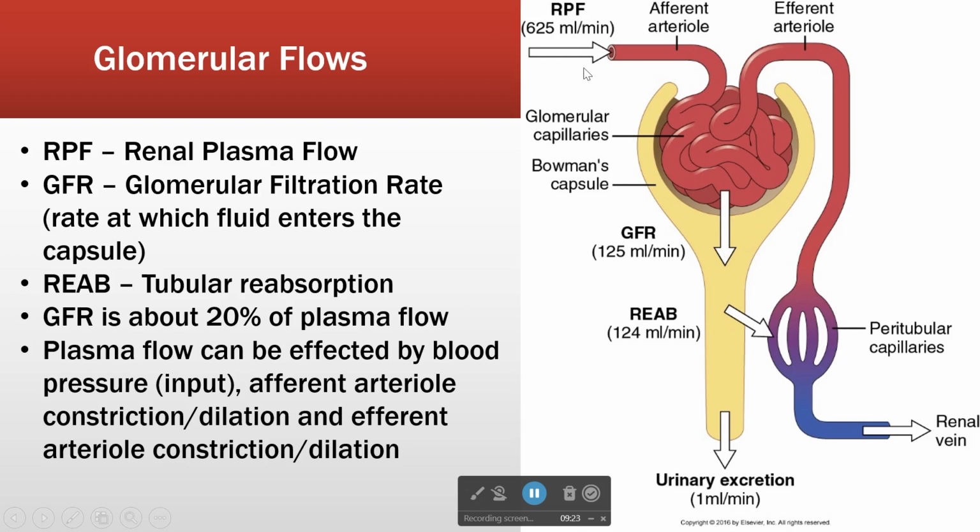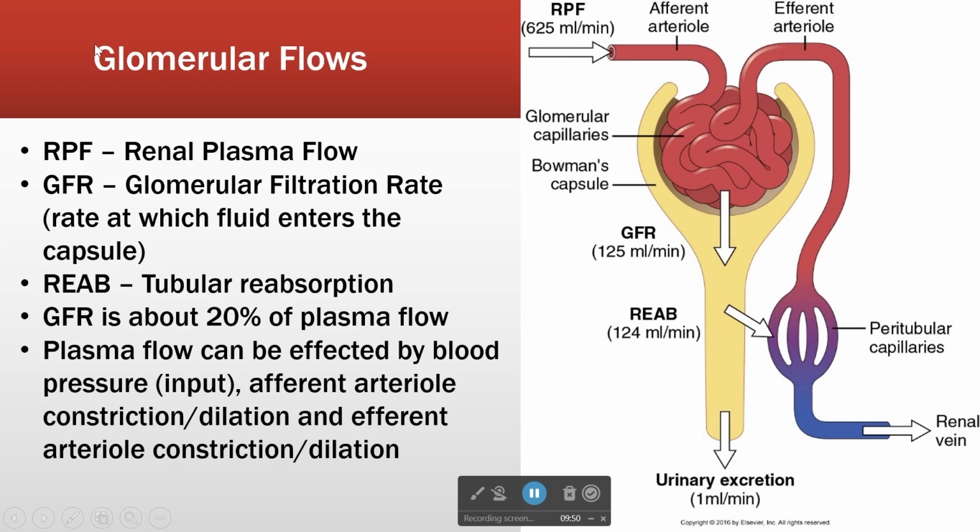Now, there are a lot of things that can affect these numbers. So here we started with 625, we got 125 out, we reabsorbed 124 mLs per minute, which gives us about 1 mL per minute of urine excretion. If you think about if we did not have reabsorption, we would dehydrate in several minutes. So reabsorption is really critical. It's the same water going through the cycle multiple times.